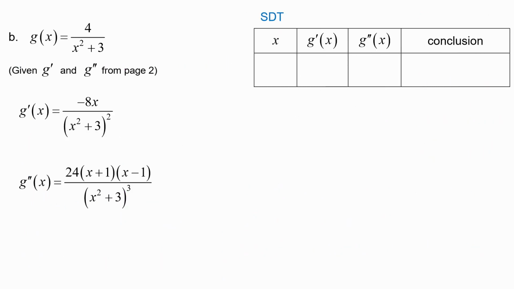In this example, we will also use the second derivative test to find the relative extrema. We are given that g of x is equal to 4 over x squared plus 3, and earlier in the notes on page 2, we found g prime and g double prime, so we will just write those in here. We don't need to compute them again.